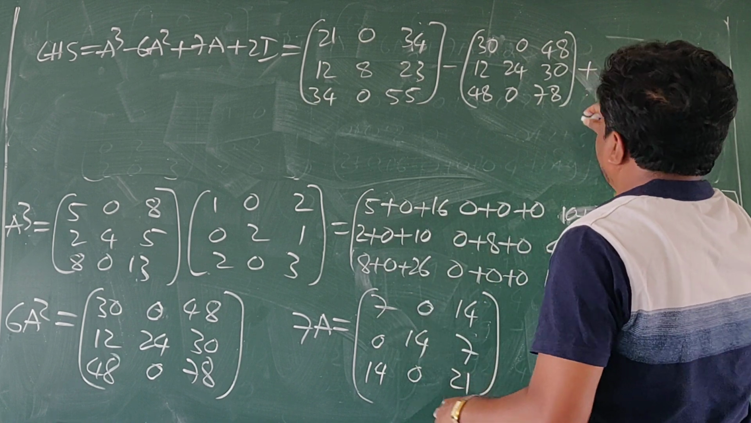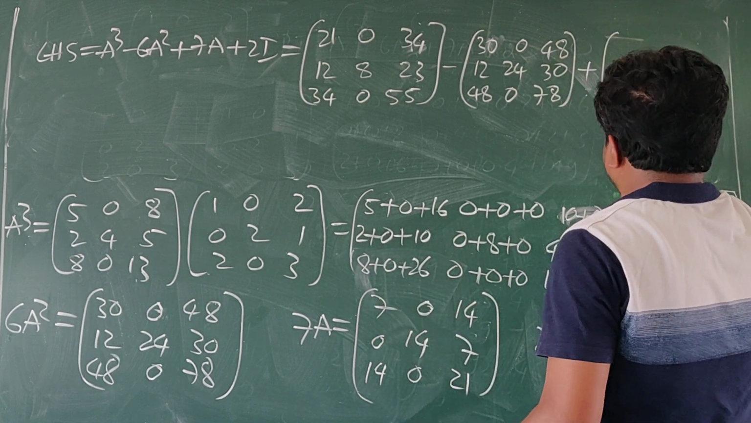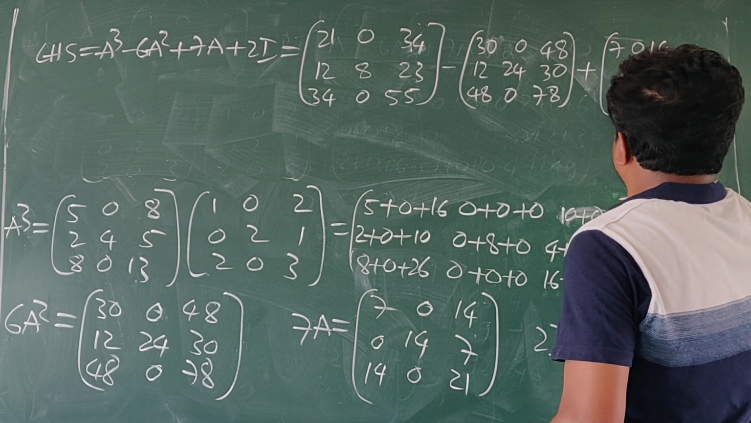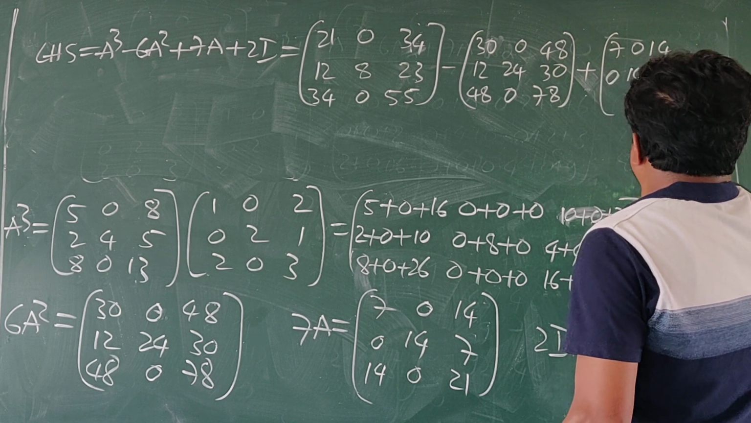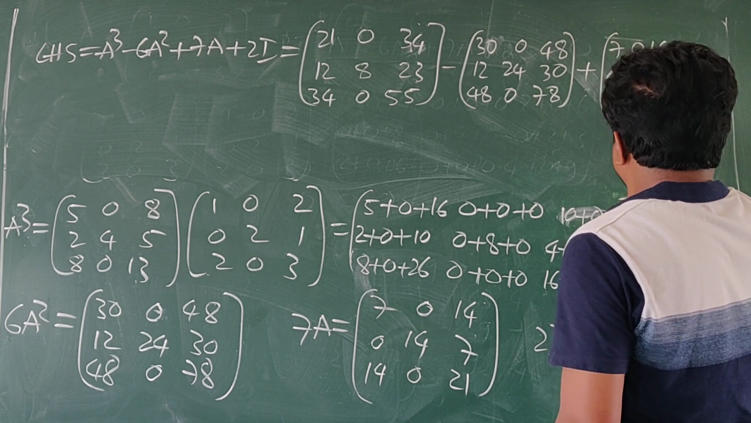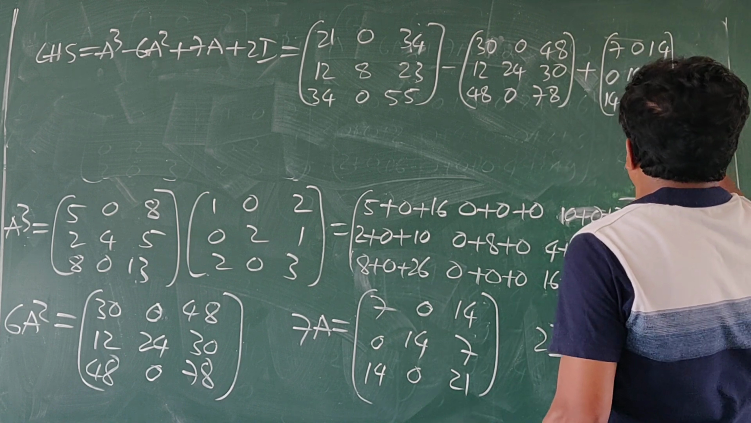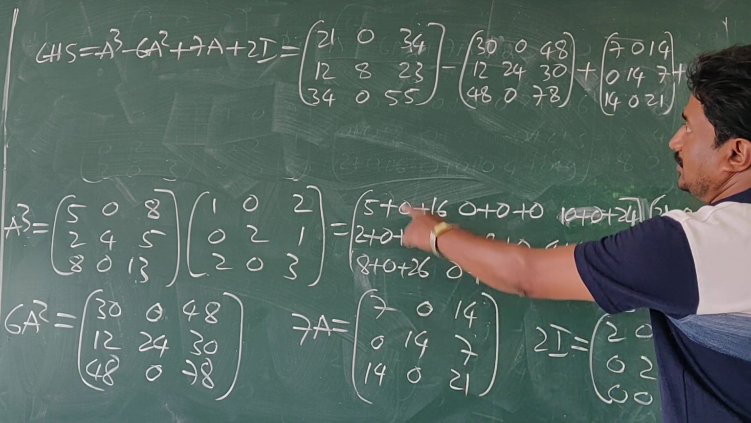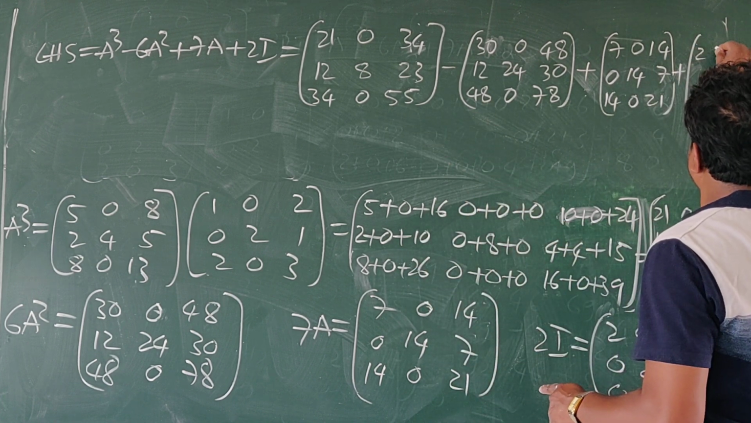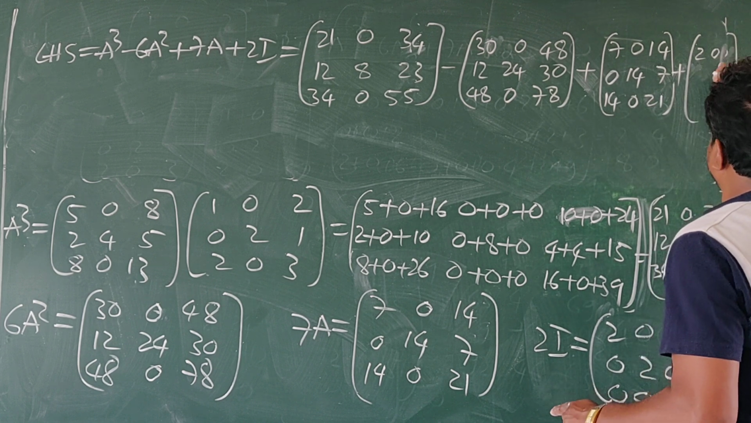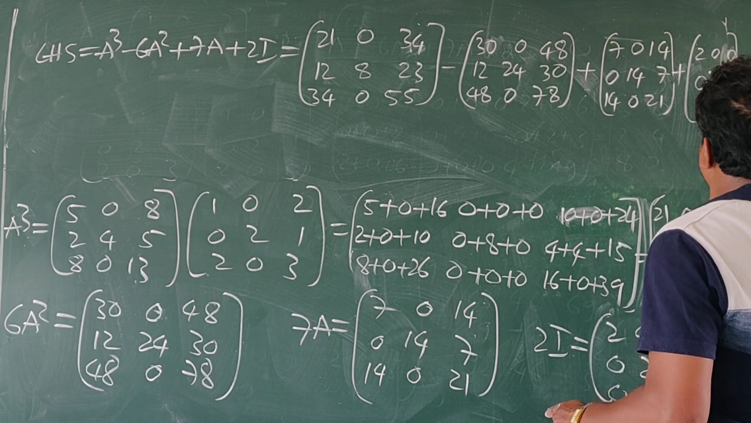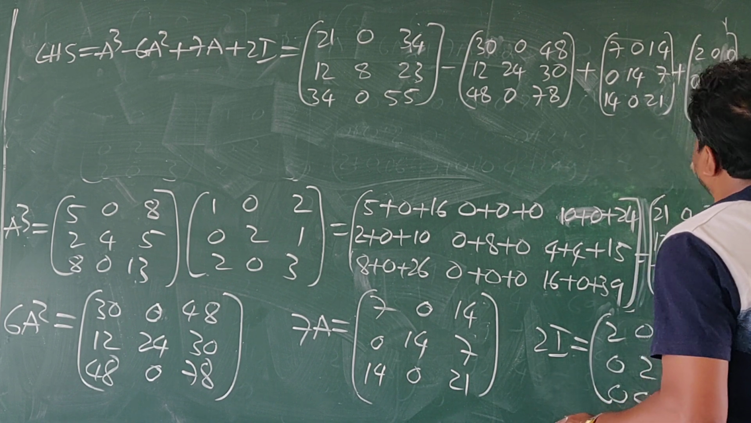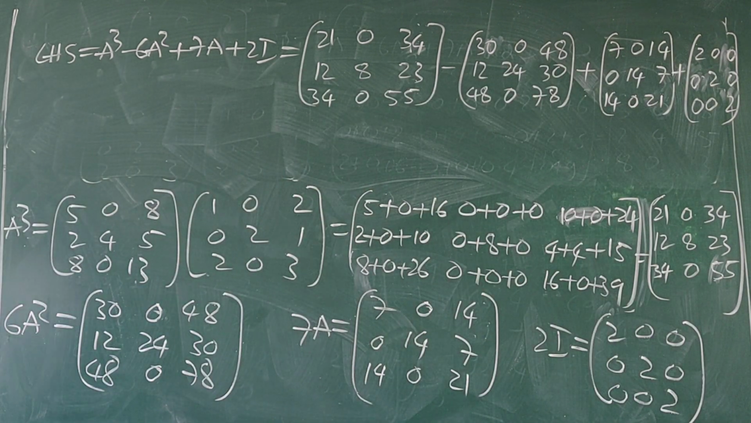So plus 7A. Here we have 7A: 7, 0, 14, 0, 14, 7, 14, 0, 21, plus 2I: 2 0 0, 0 2 0, 0 0 2.